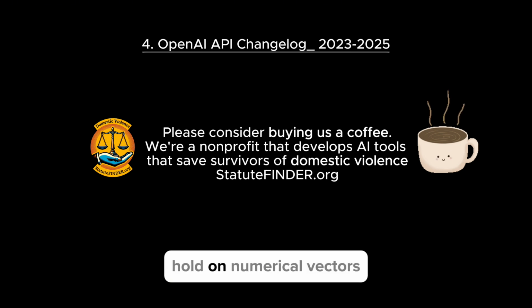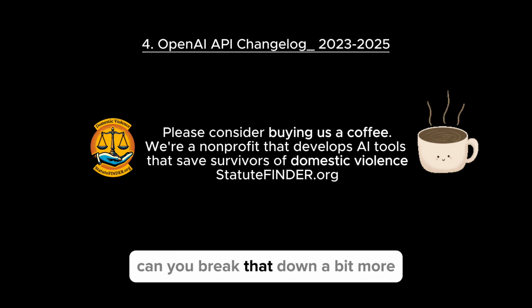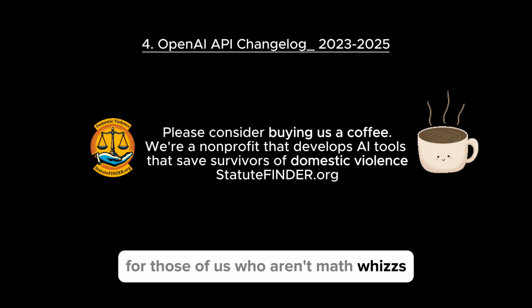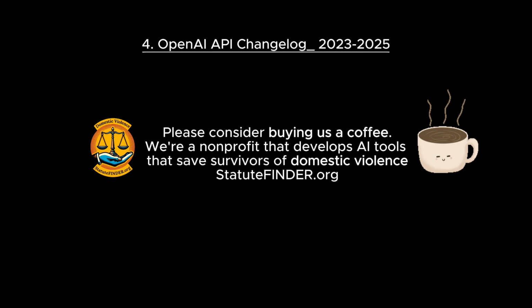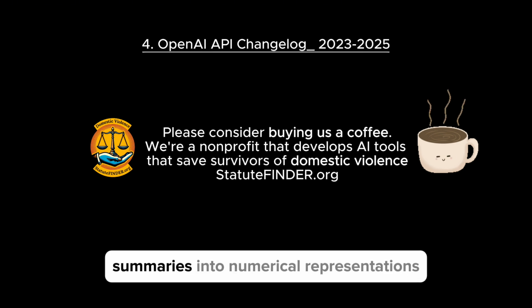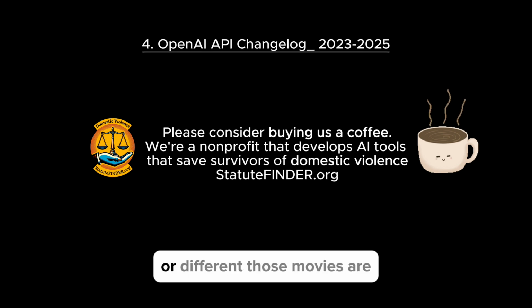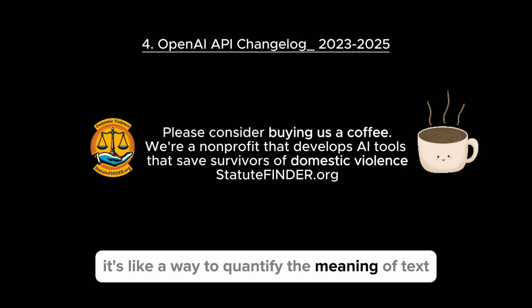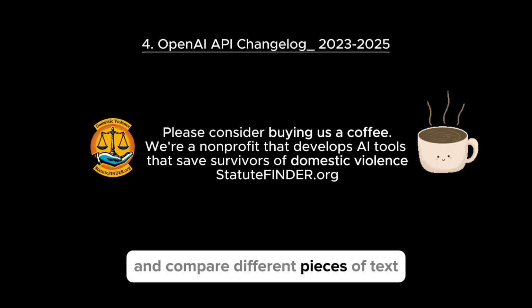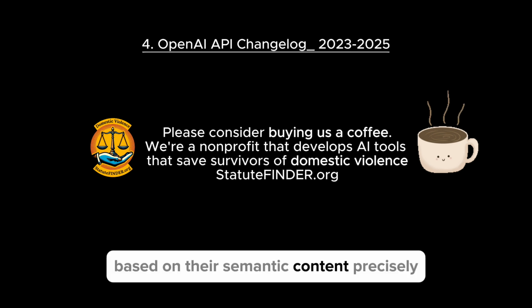Okay, hold on. Numerical vectors. Can you break that down a bit more for those of us who aren't math whizzes? Sure. Imagine you're comparing movie plot summaries. Embeddings can convert those summaries into numerical representations, allowing you to see how similar or different those movies are based on their plots. So it's like a way to quantify the meaning of text and compare different pieces of text based on their semantic content.